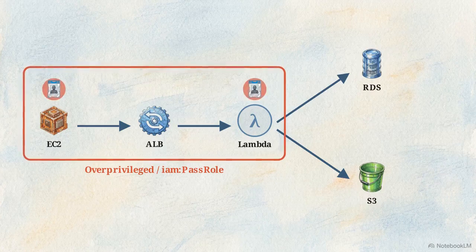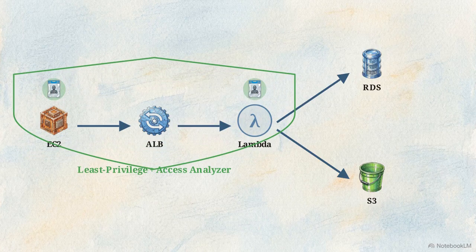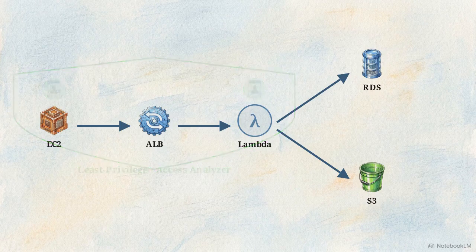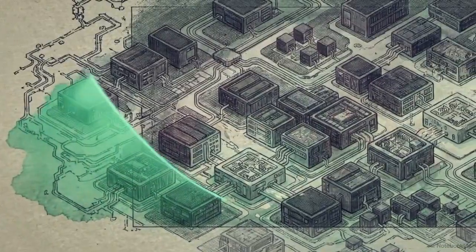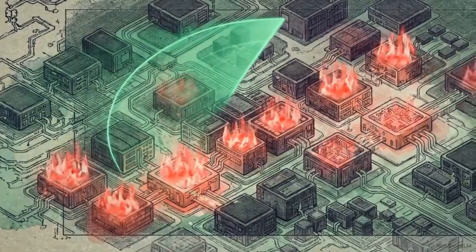Finally, elevation of privilege threats stem from IAM misconfigurations. An overprivileged EC2 instance or a Lambda execution role with a wildcard IAM PassRole permission allows an attacker to pass any role to any service. The defenses require strictly adhering to least privilege IAM, conducting regular access reviews, and implementing IAM Access Analyzer. STRIDE maps the theoretical mitigations required for this architecture.